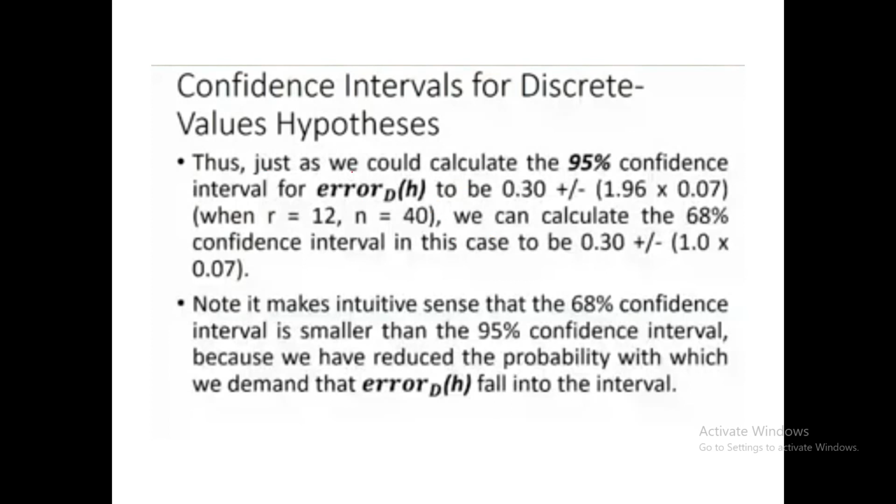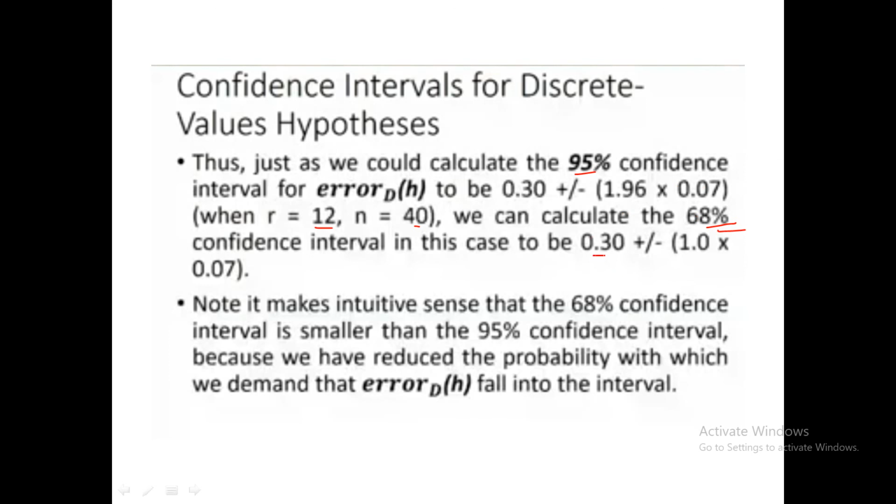Thus, just as we calculated the 95% confidence interval for the previous example, that is 0.30 sample error plus or minus 1.96 multiplied with 0.07, right? Previously we have calculated that, where R was 12, error was 12 and N was 40. Now we can calculate it for 68%. If you want to calculate for 68% instead of 95%, what changes do you have to make in your equation?